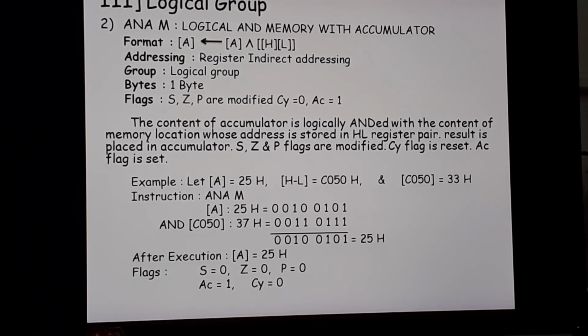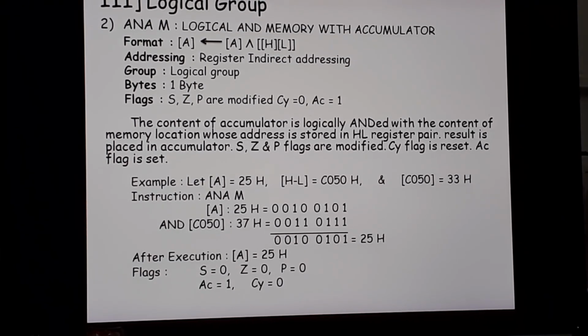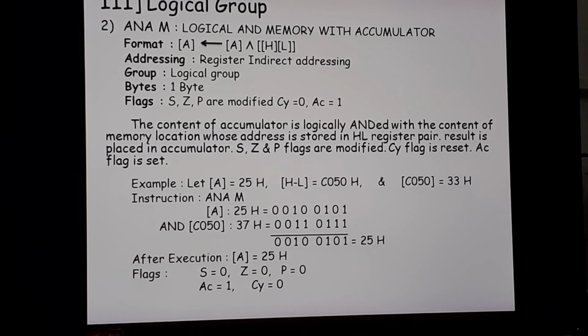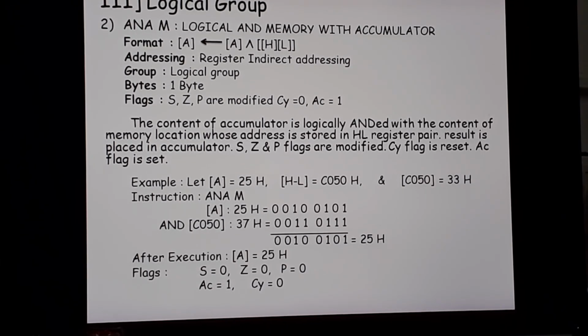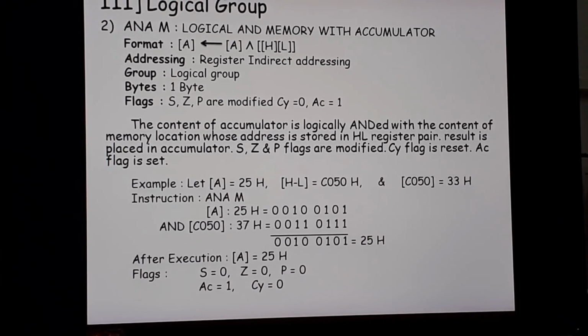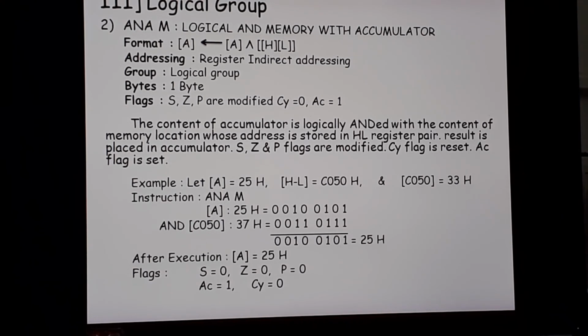Addressing mode will be register indirect addressing mode. Why? Because there is M which is present in the instruction. Group will be logical group. Bytes will be 1 byte, and flags will be the same as ANAR. So sign, zero, P are modified. Modified means it will be changeable according to the answer that you are getting in the binary operation. And CY is always 0, AC is always 1.